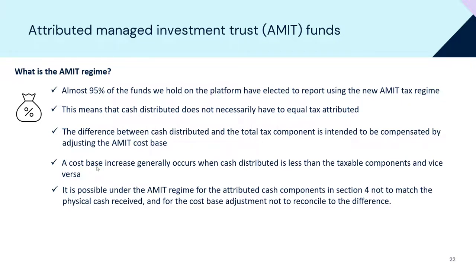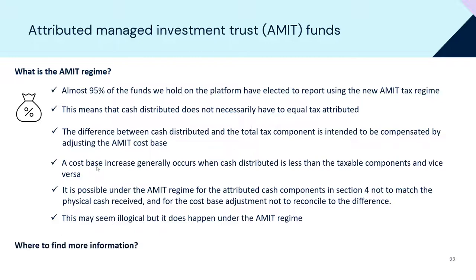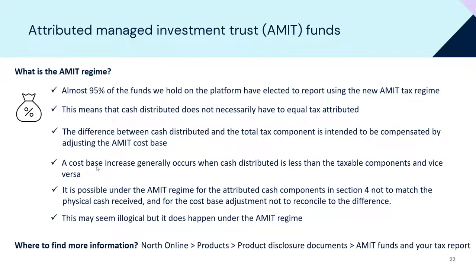It is possible under the AMIT regime for attributed cash components in Section 4 not to match the physical cash received, and for the cost base adjustment not to reconcile to the difference. This may seem illogical, but it does happen under the AMIT regime. So where do you find more information on this? Well, under North Online, under Products and Product Disclosure Documents, you'll find the AMIT funds in your tax report guide that we showed you earlier.